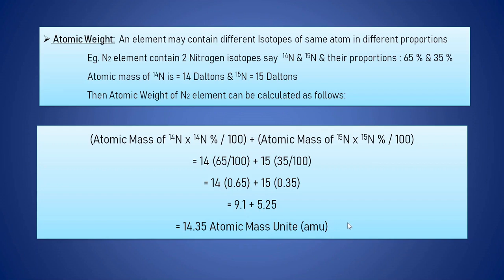So this way atomic mass is always calculated for an atom, whereas atomic weight is always calculated for an element. An element may contain different isotopes in different proportions. So in order to calculate the atomic weight, we need to consider the different isotopes and their proportions. And the units for atomic weight are atomic mass units.